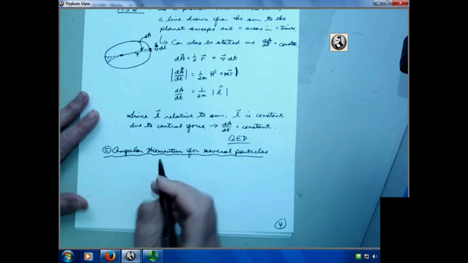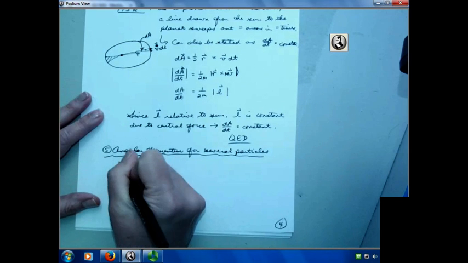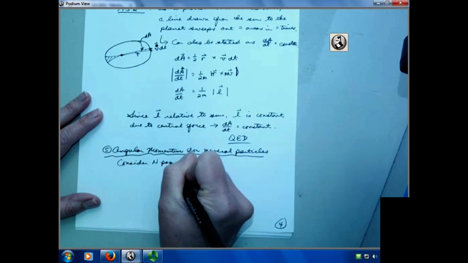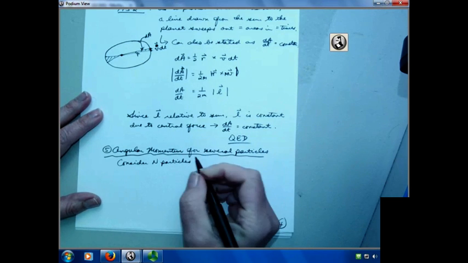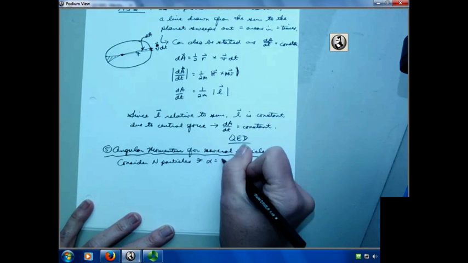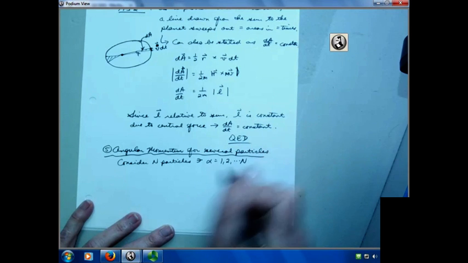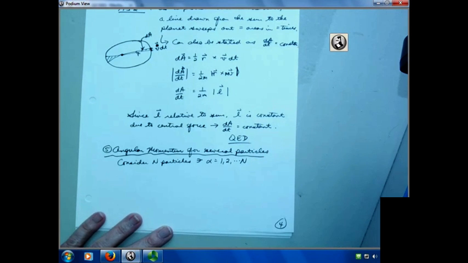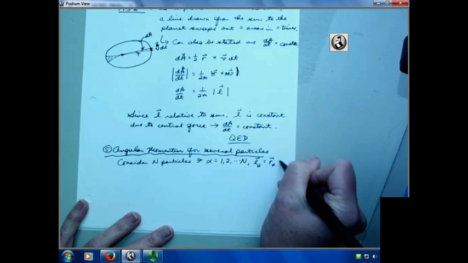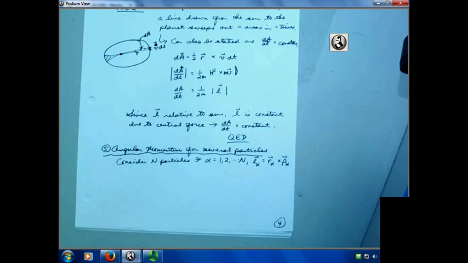Okay. So in this case, I'm going to consider n particles. And I'm going to go ahead and let my counter be alpha. And each particle, therefore, has an angular momentum, which will be represented, since it's for a single particle, with a lowercase l of r cross p, where r is measured with respect to some origin that we've chosen.